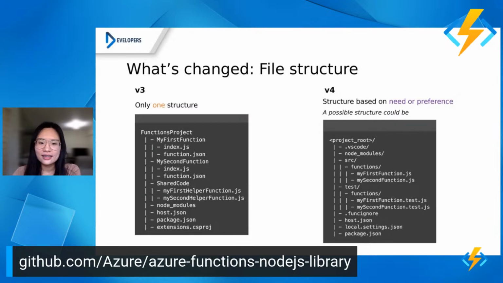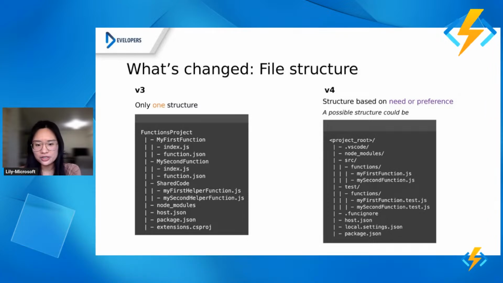All right, the first thing I'd like to talk about is the file structure. If you are a current user of Azure Functions, the file structure shown on the screen should be very familiar to you. Basically, for every function, you would need to have a corresponding directory. And inside of that, you need an index.js file and a function.json file. And every time you add a new function, you would add a new folder to it.